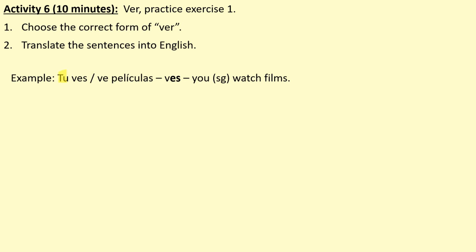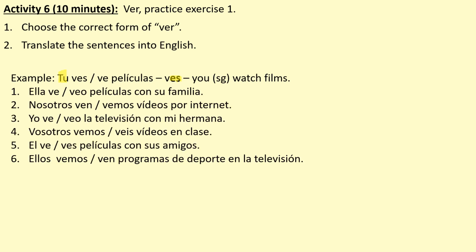In this case, tú, which means we know it's you singular. So are we going to choose ves or ve, películas? Well, because it's you singular, we know that ends in an es. So ves, we would write ves in Spanish, and then the translation, you singular watch films. So remember to write out the sentences in full in Spanish, choosing the correct verb of ver, and then translate the sentences into English. Pause your video now.